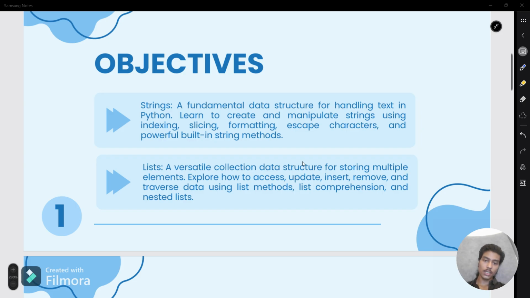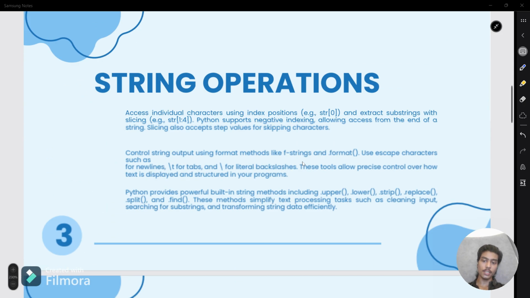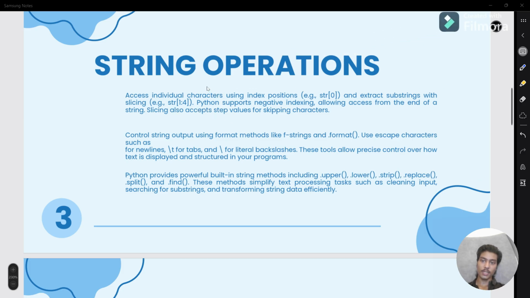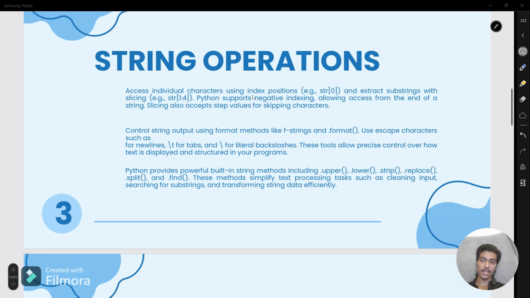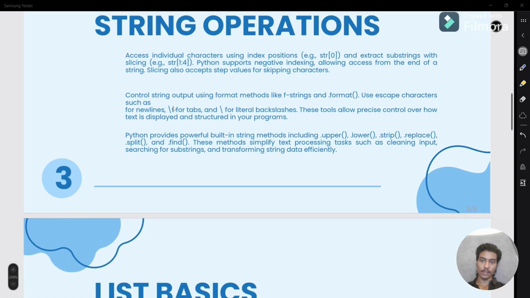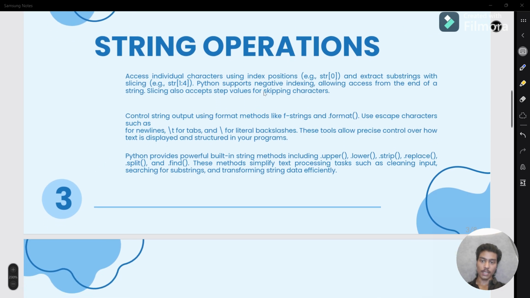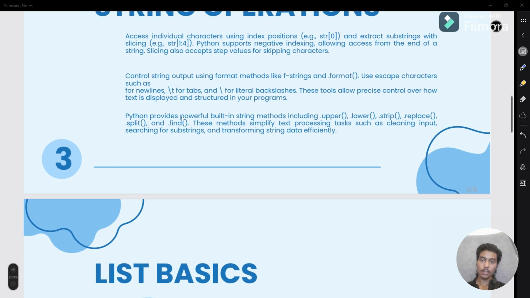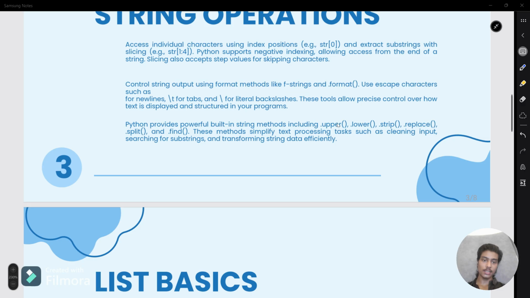First of all, without moving into the VS Code, we should see in the PPT what is written. See string operations, access individual characters using index position. This is the indexing part. We have done with the indexing, slicing, and string formatting, and now we are doing powerful built-in string methods. So we are going to do them all one by one. So let's come to the VS Code.